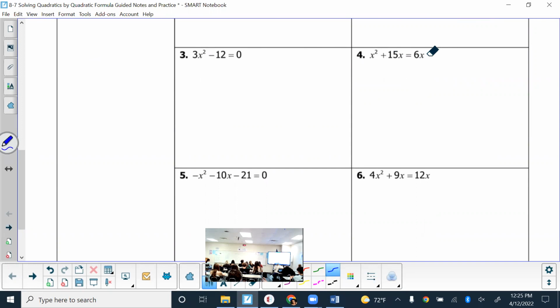All right, so number 4. First step on our list says to do what? Set it equal to 0. What's it equal to right now? How do we cancel out a 6x? Good. Whatever you do to one side, do to the other. So we did it to the right side so that the right side is now 0. On the left, combine like terms. X squared doesn't have a like term. What's 15x minus 6x? Positive 9x.